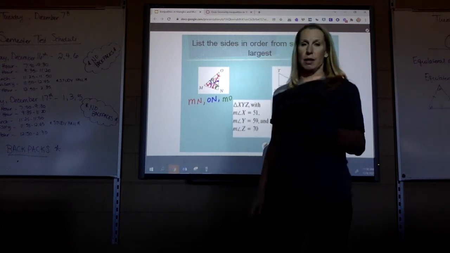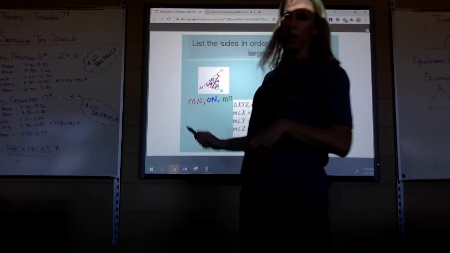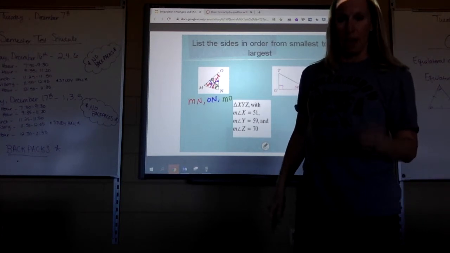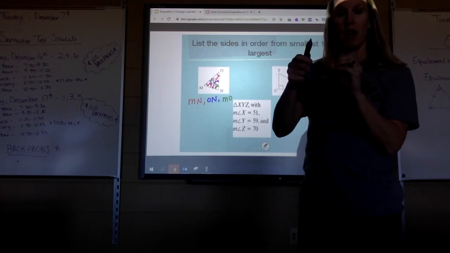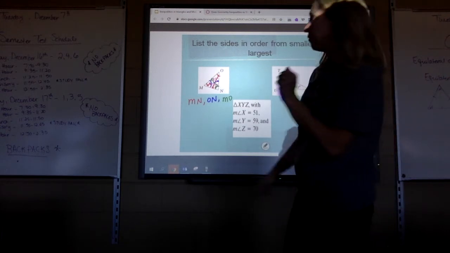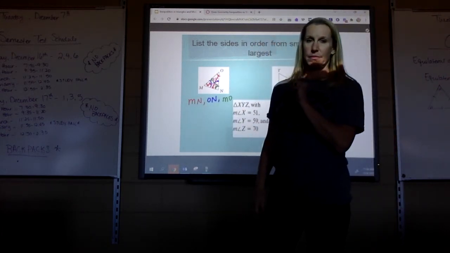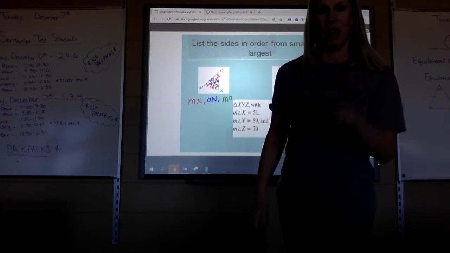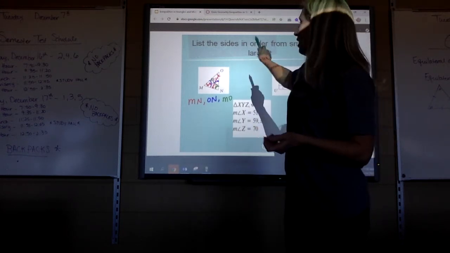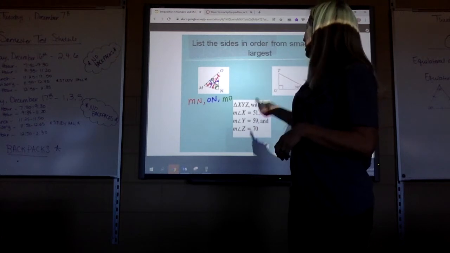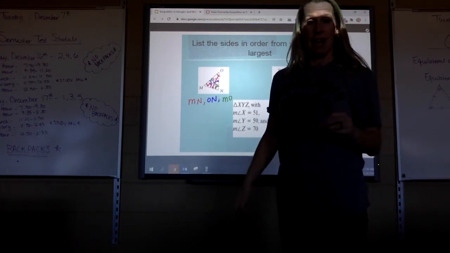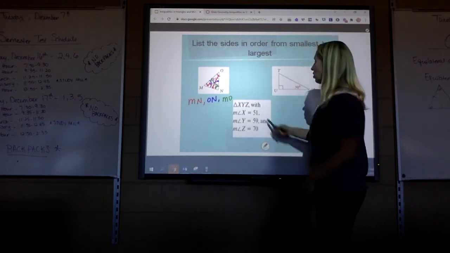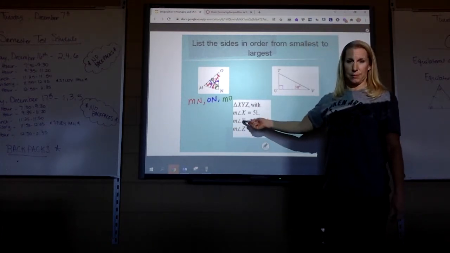So I want you to notice something. This is triangle MON, so there are three letters, MON. Notice the smallest angle is O. What are the other two letters in the triangle? MN. The second smallest angle is M. What are the other two letters in the triangle? NO. And then the biggest angle is N. The other two letters in the triangle are MO. So you can even do it without a picture.